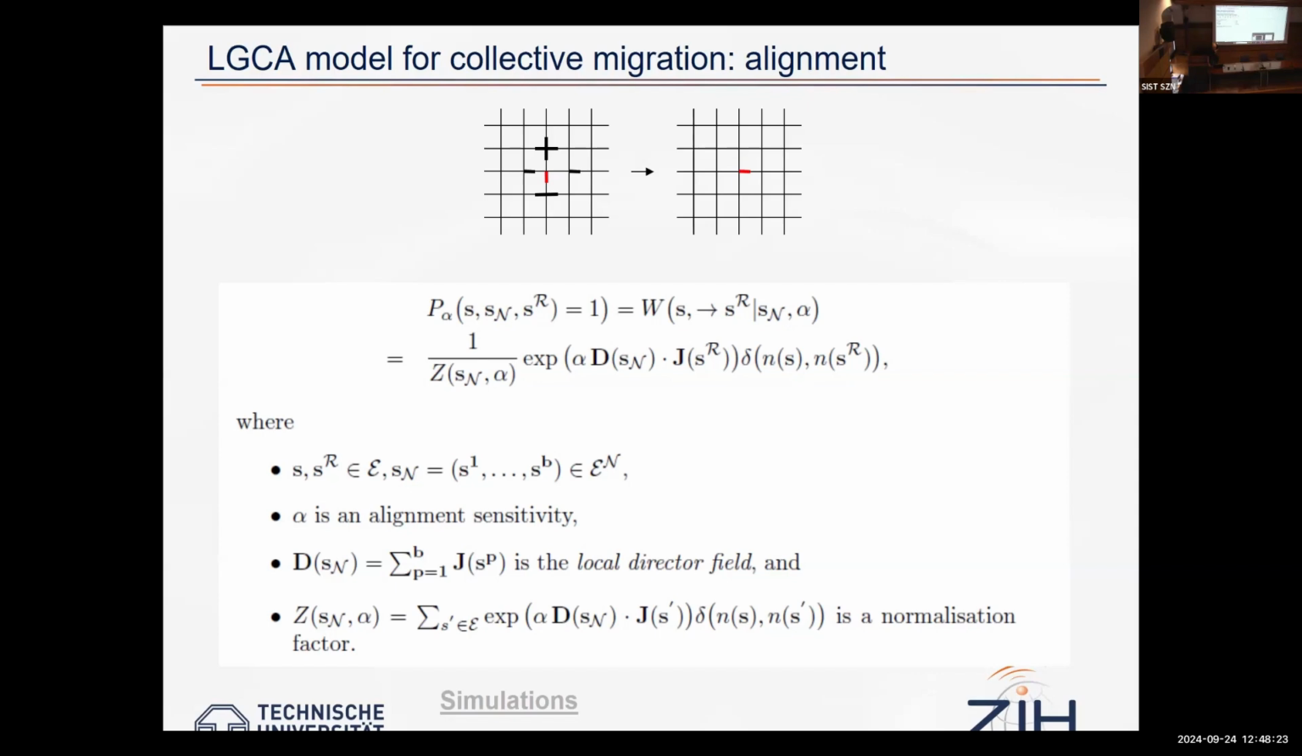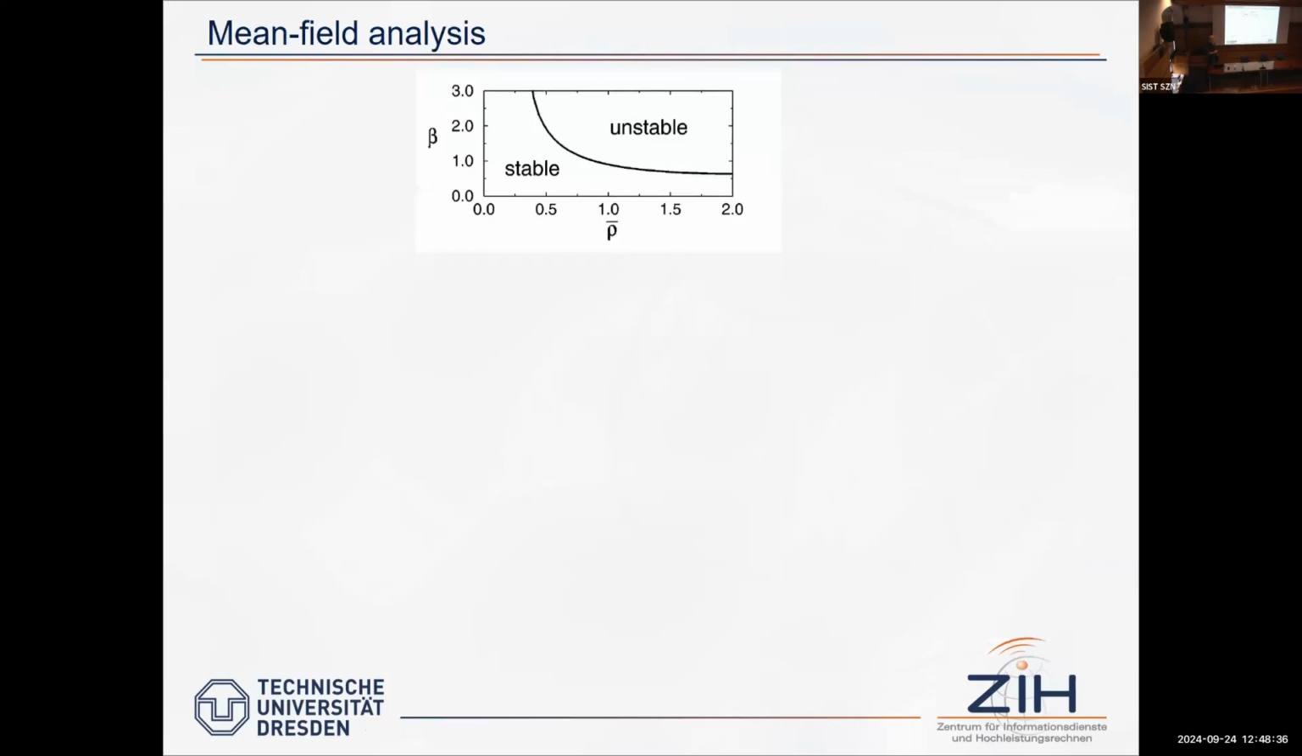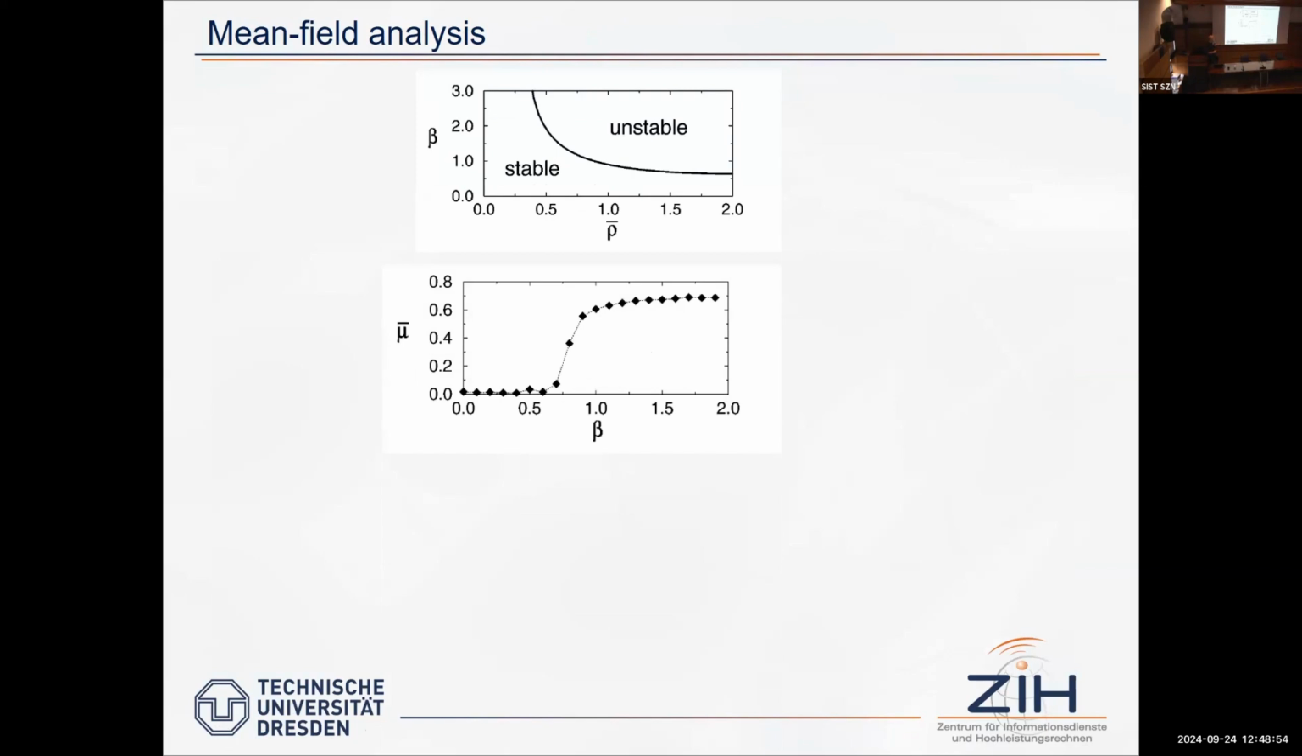The nice aspect of this type of models is you can not only run simulations, but also a mathematical analysis. I will skip the technical details. This is the density, and this is sensitivity. Unstable means swarms, stable no swarms, and you have to cross a certain critical density or sensitivity to get swarms. And this you can see in the simulations. This is a mean orientation, which is a kind of proxy for the swarming tendency, and you need a certain sensitivity to get swarms.